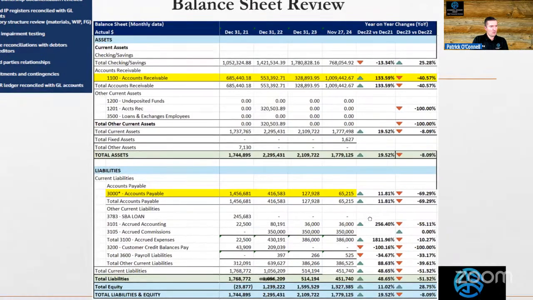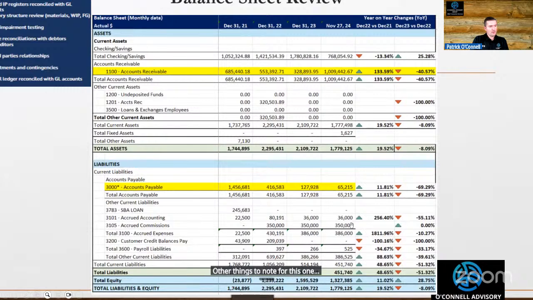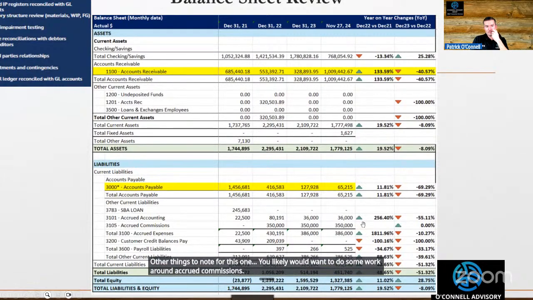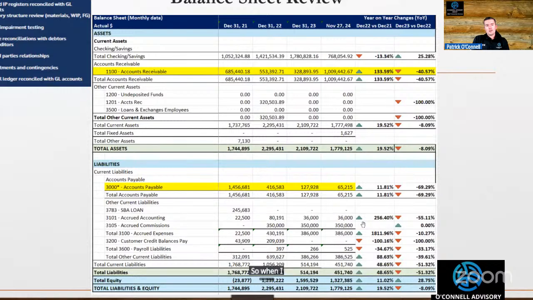Other things to note for this one, you likely would want to do some work around accrued commissions. So when I see a line item like accrued commissions, this is what I classify as an accrued expense. You want to understand, what is the nature of this account? Who is owed these commissions?